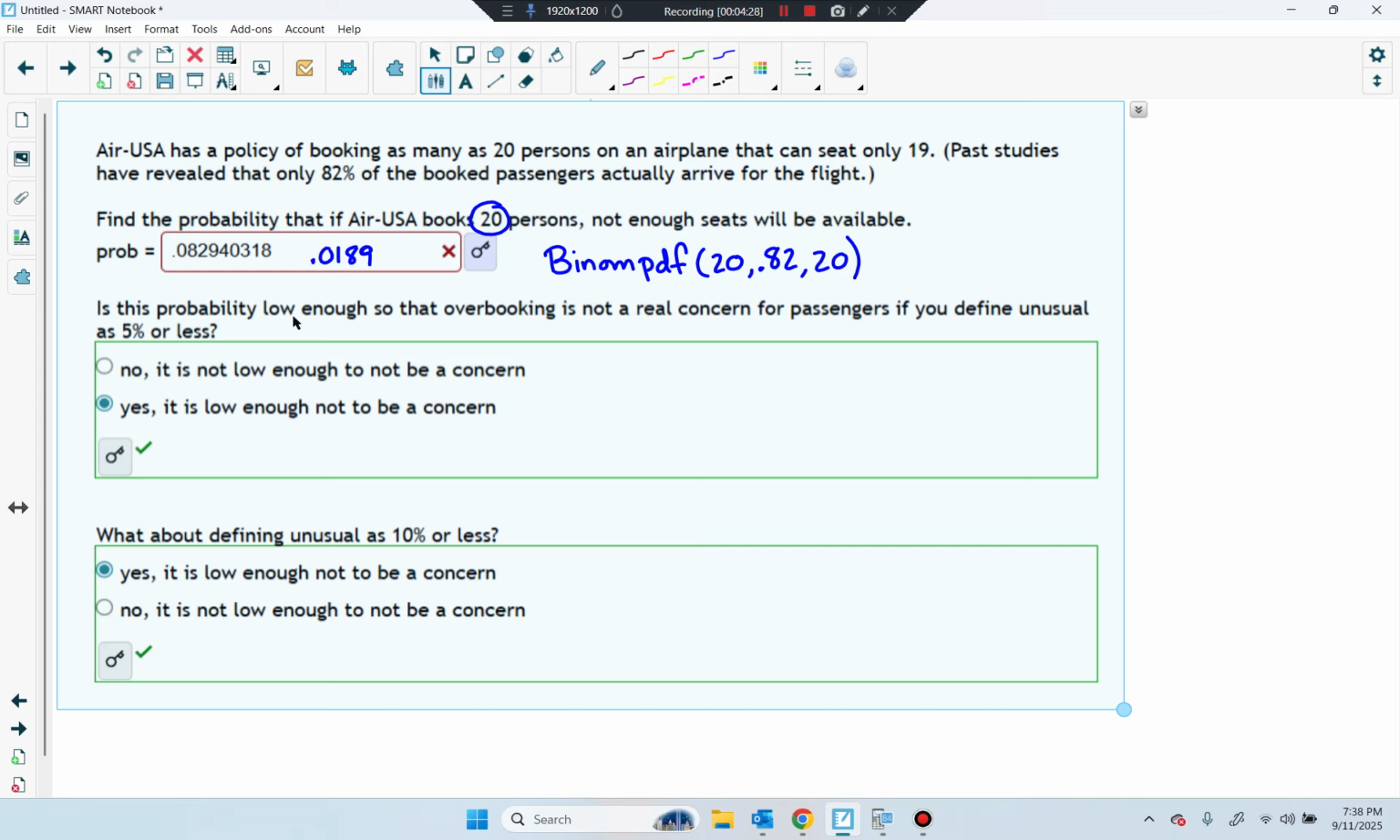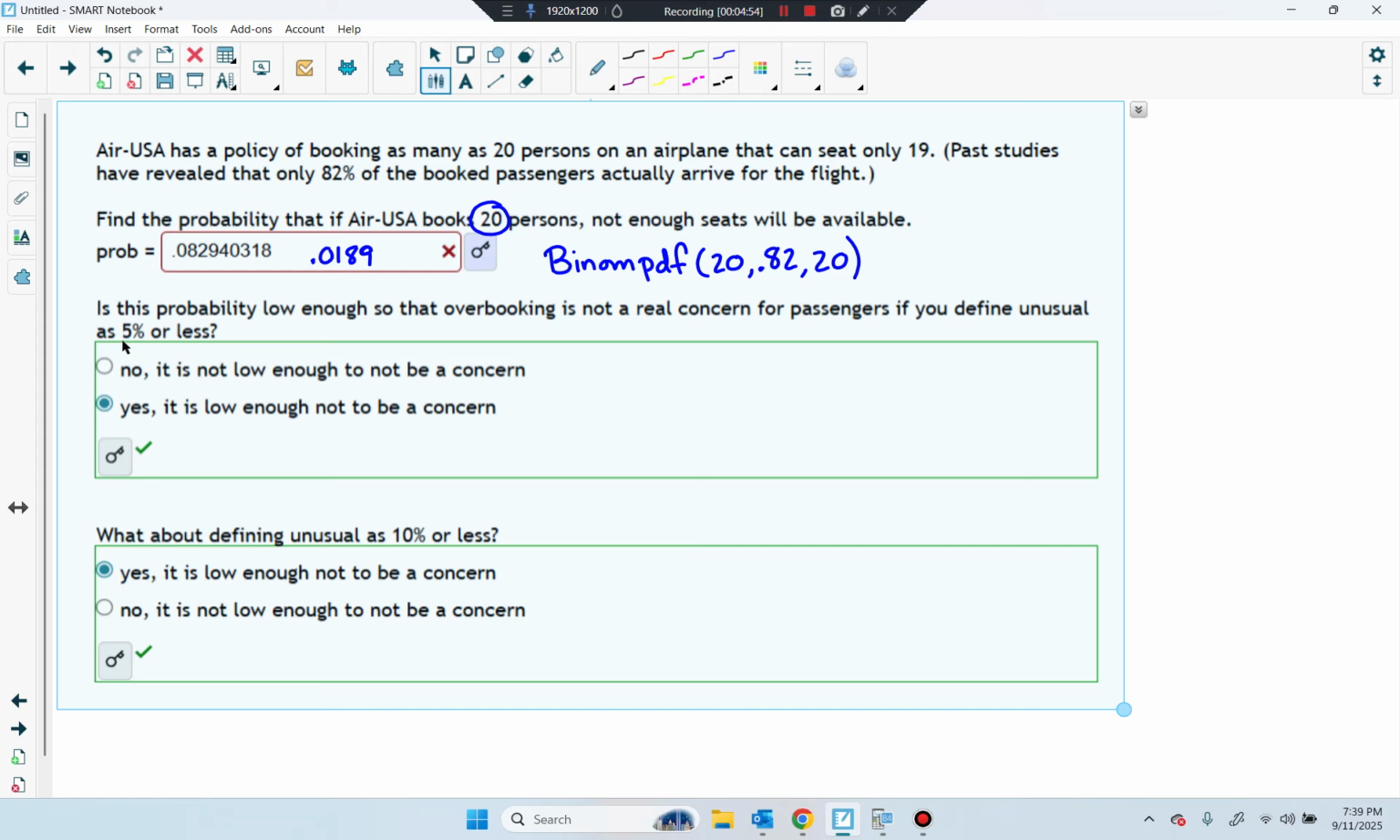So it says, is this probability low enough that overbooking is not a real concern? So they say the cutoff is 5% or less. This is less than 2%. This is 1.8%. So yes, it's low enough to not be a concern. What about defining unusual as 10% or less? Well, if it's fair enough for 5%, it should be fair enough for 10%. That's why these are both yes.